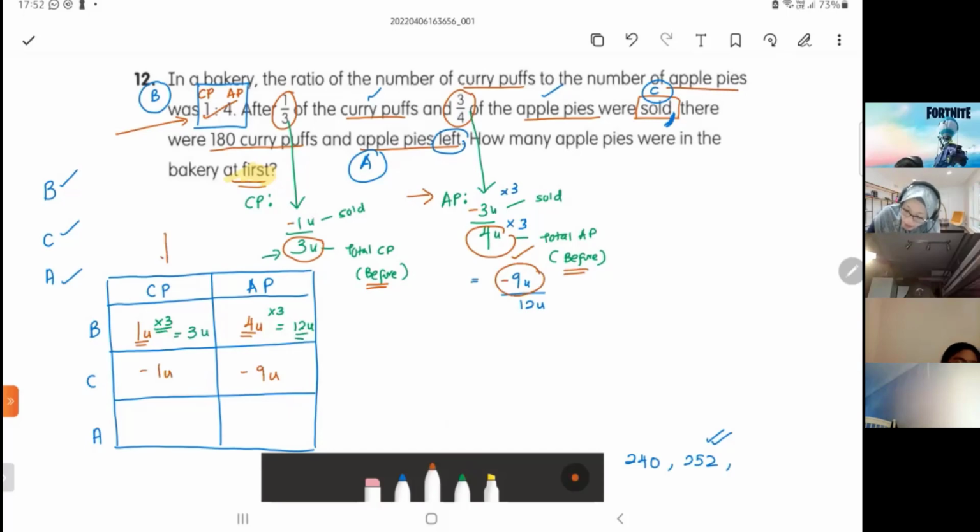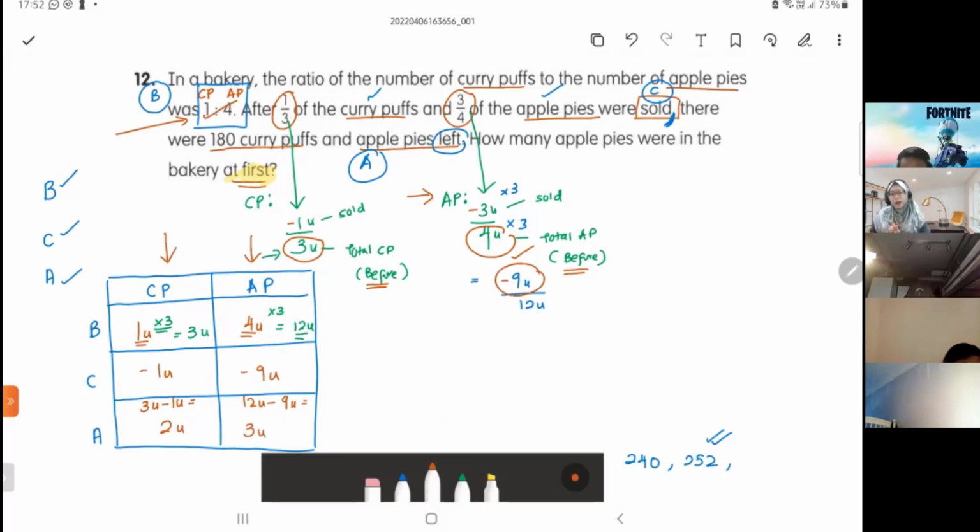Now let's go down the column. 3 units, because this is my after, right? After means whatever I have left. 3 units minus 1 unit equals 2 units. Here, go down the column. 12 units minus 9 units equals 3 units. Okay.